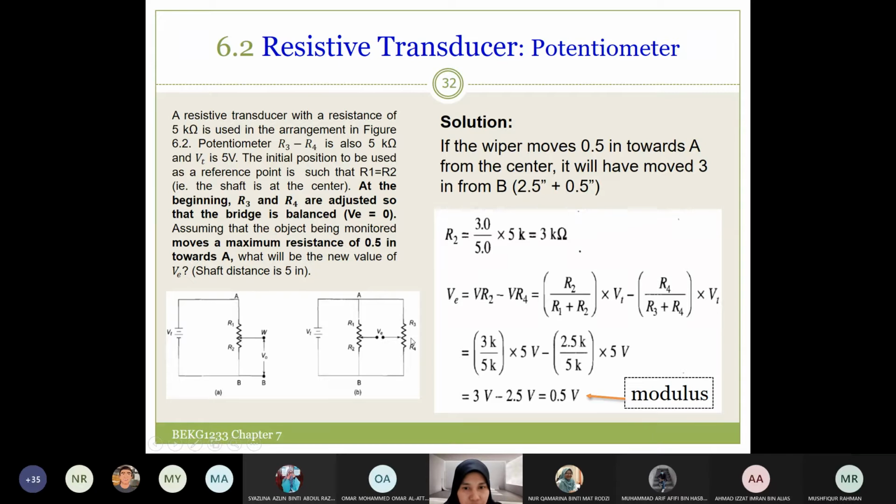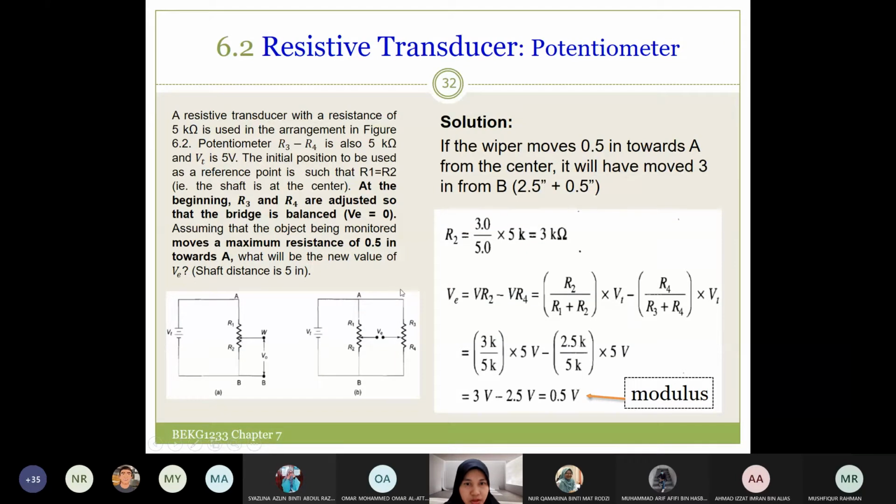So how to find VE? We know that VE is equal to VR2 minus VR4. So we should calculate VR2 and then VR4. What is VR2? We calculate R2 first. So 3 divided by 5, where 5K is the total resistance.